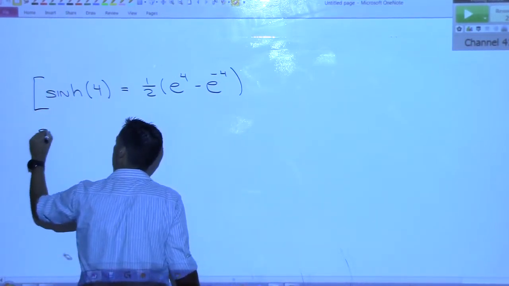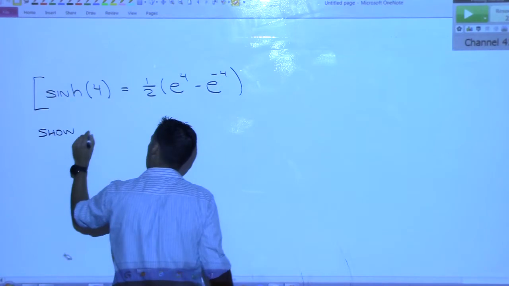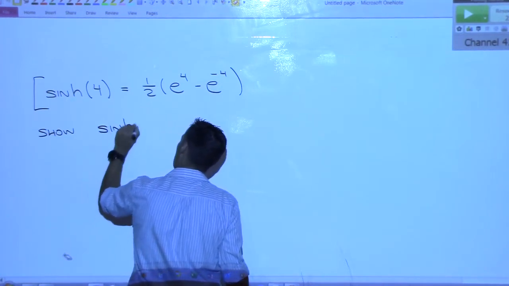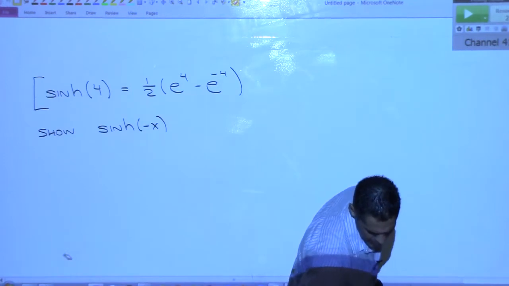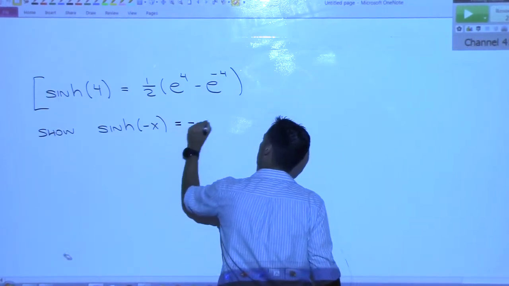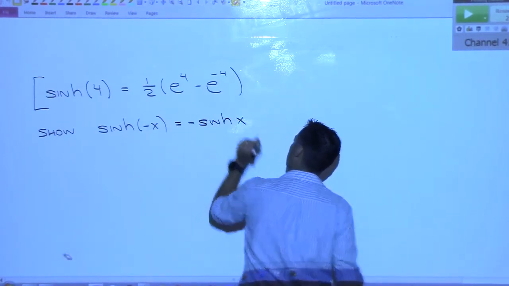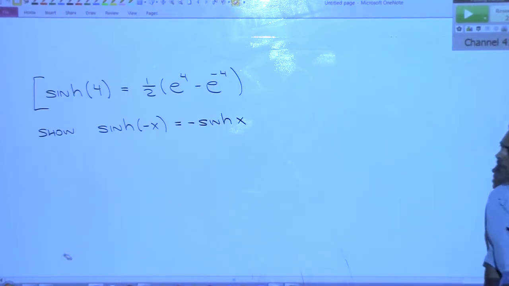What if you're asked to show that sine hyperbolic of negative x is equal to negative sine hyperbolic x? What if we're asked to show that is true? So how could we show that that's true? This is like, remember in pre-cal when you proved identities? You start with one side and try and turn it into the other side?